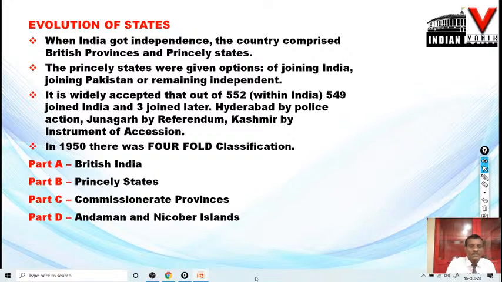Now, evolution of states. At the time of Indian independence, there were four parts of states. Just for your reference, I have given it. You will go through it. Any doubt you can put to me anytime. So in 1950 there were four classes. That means there was a haphazard division of powers. That was called Part A states British India, Part B princely states, Part C commissionerate provinces, and Part D Andaman and Nicobar. That is called your fourfold classification. So you have to go through them.